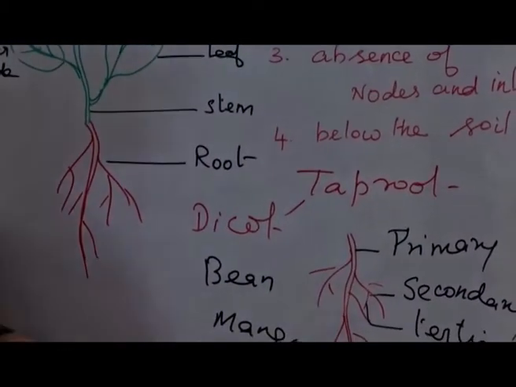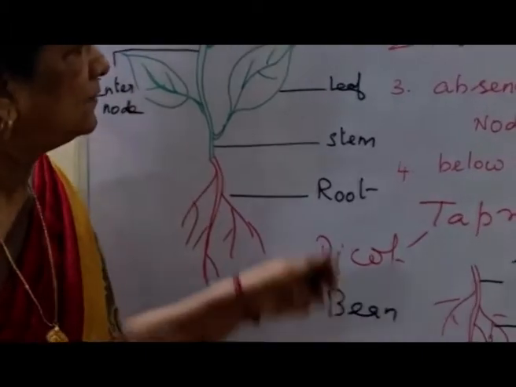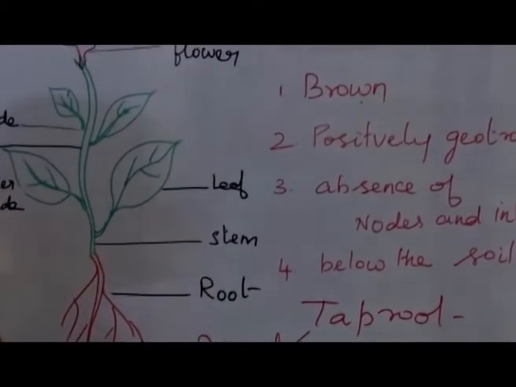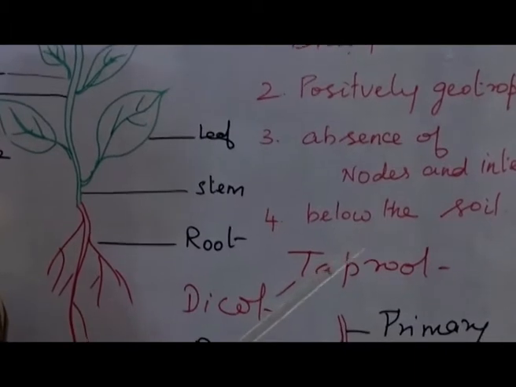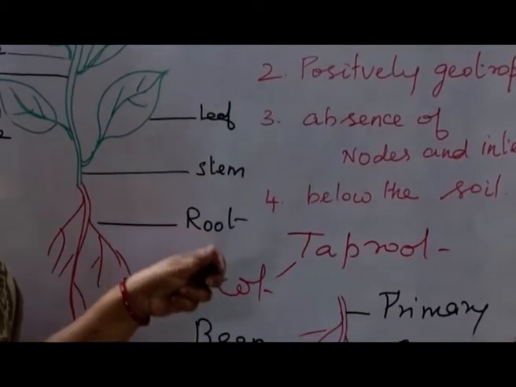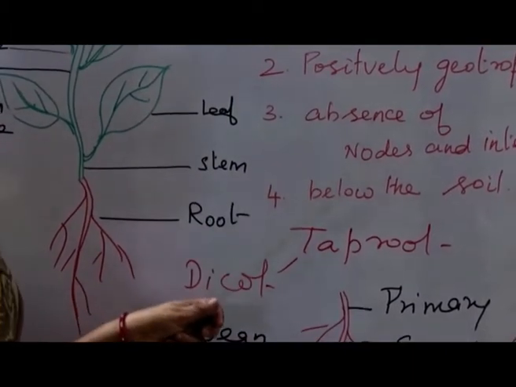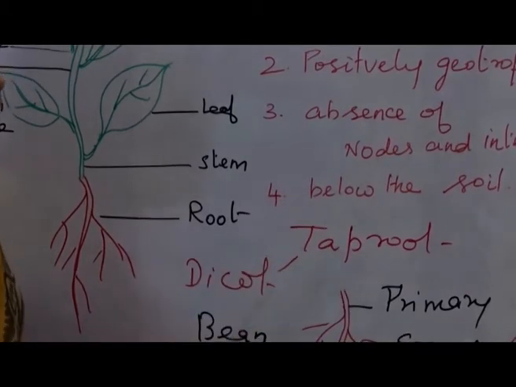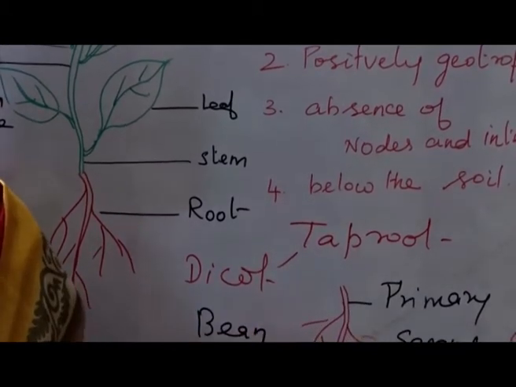And these two root systems have the following characteristic features. What are they? Brown in color, positively geotropic, absence of nodes or internodes, and it is found below the soil.